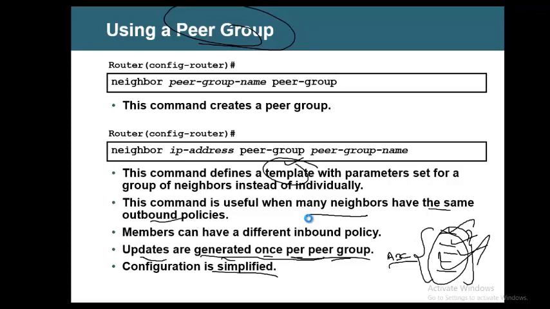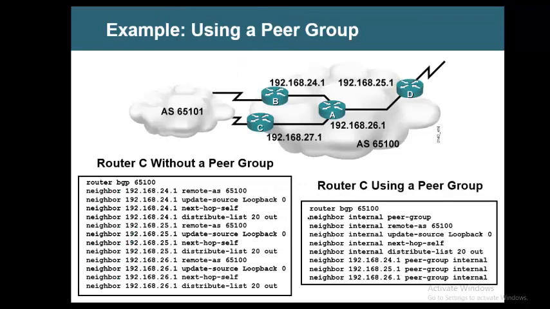Let's see an example. This is without peer group. And this is the configuration done on router C. Router C has 3 IBGP neighbors. One is 24.1, router B, 25.1, router D, 26.1, router A.